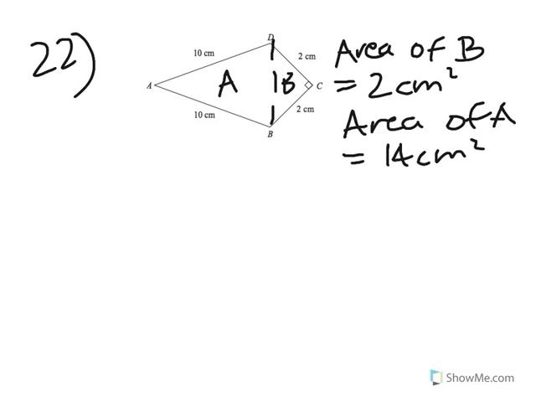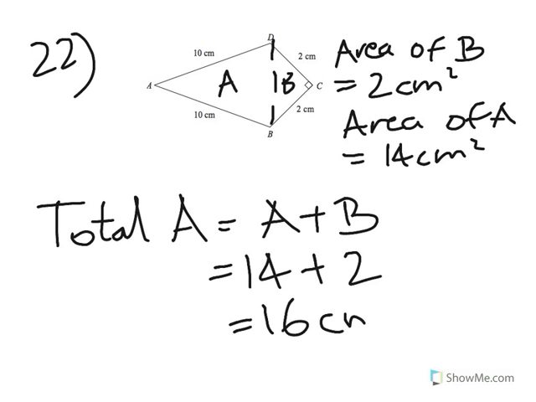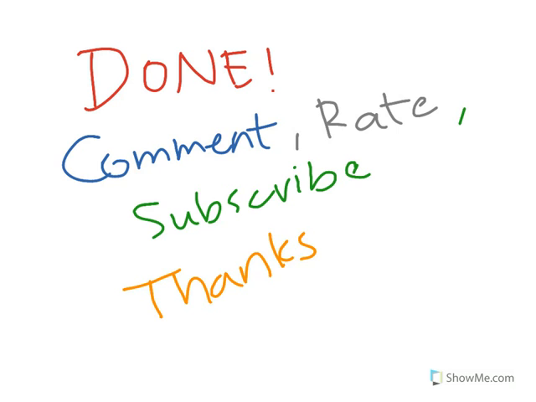Now if you look at this shape, A plus B should give you the total area. So the total area is equal to A plus B. So it's 14 plus 2, which is 16 centimeters squared. And that's it.